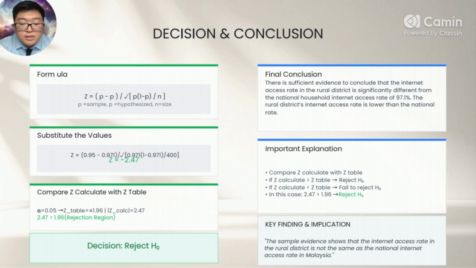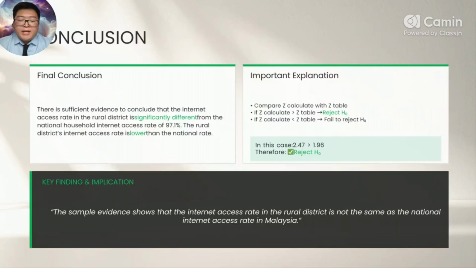This is the same as the national rate of 97.1%. In my conclusion, there is sufficient evidence to conclude that the internet access rate in the rural district is significantly different from the national household internet access rate. In fact, the sample rate of 95% is lower than the national rate. So this is my presentation today.